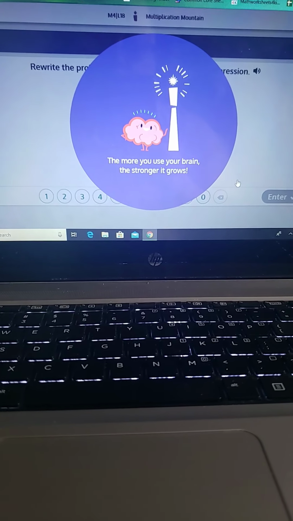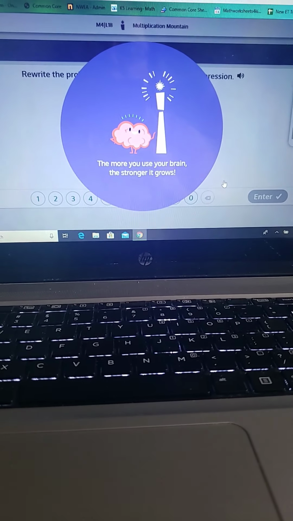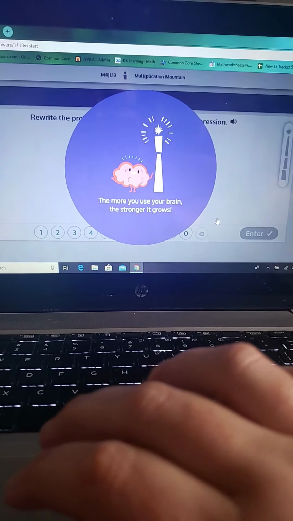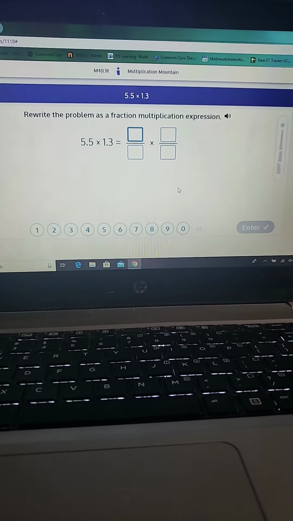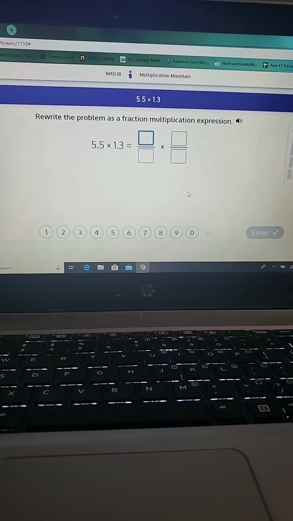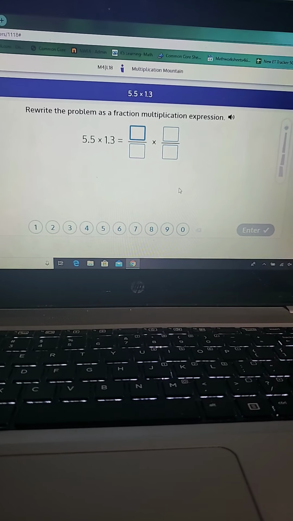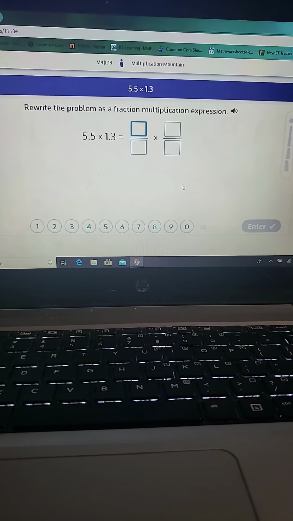Hey. Got lesson 18 today from mission 4 that we're going to do together. All right, we write the problem as a fraction multiplication expression. So we have 5.5 times 1.3.